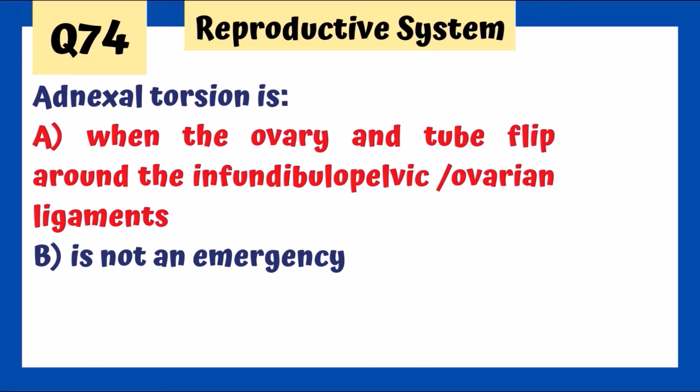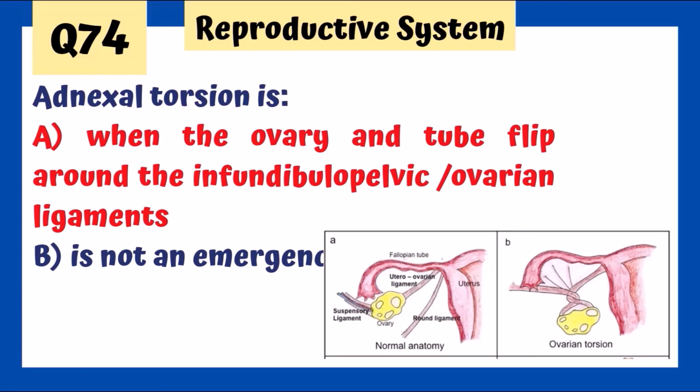Is it not an emergency? It's absolutely an emergency. It leads to edema, necrosis, and local hemorrhage. Patient presents with pelvic pain, vomiting, and of course it's an emergency. Now, it used to be that we always just cut off the ovary. Now, actually, in the last about 15 years, they've started to try to untwist them.